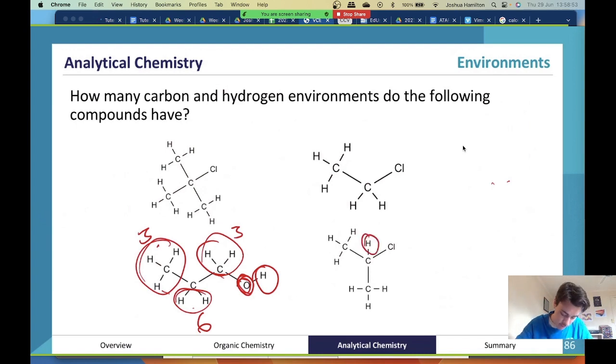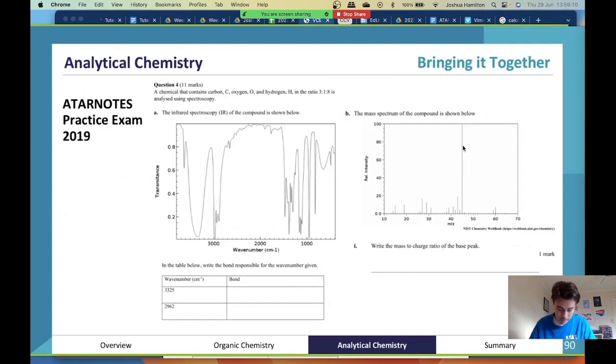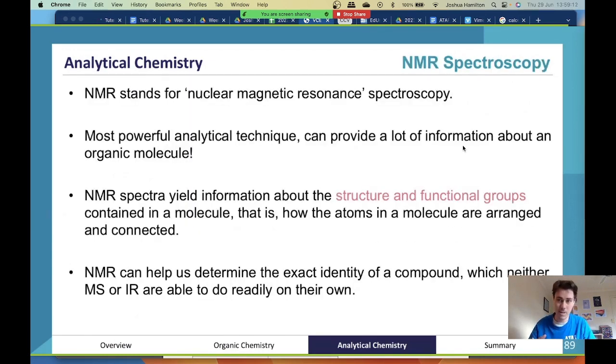This one here is also really cool because it splits into 7. It splits into 7 because there are 6 hydrogens that are in different environments to it. So there's 6, and then it splits into 7. So, I think that's just a summary of it. Just a bit of a summary of NMR.